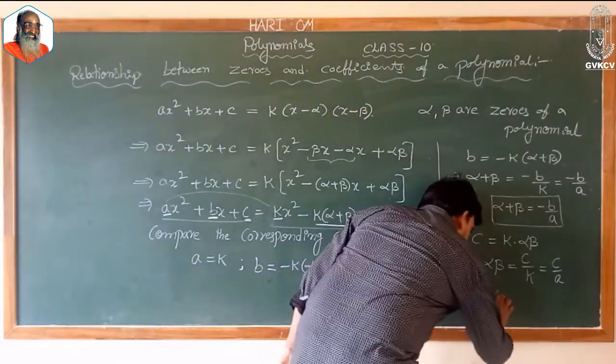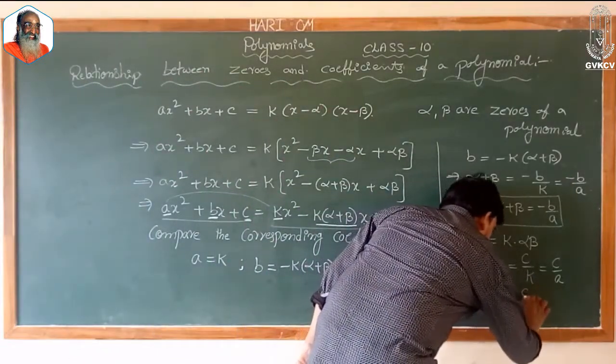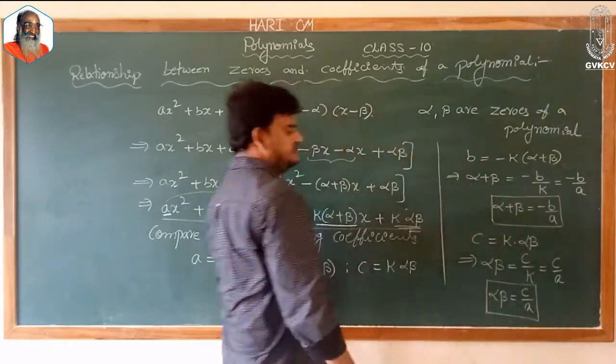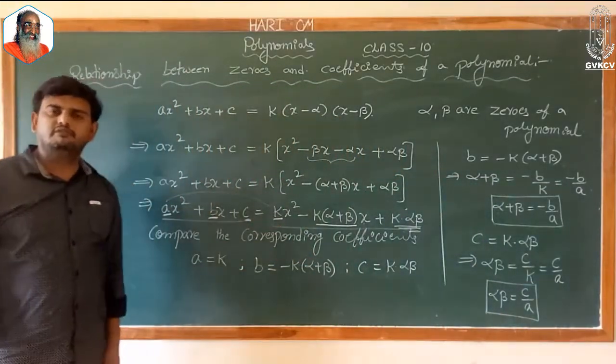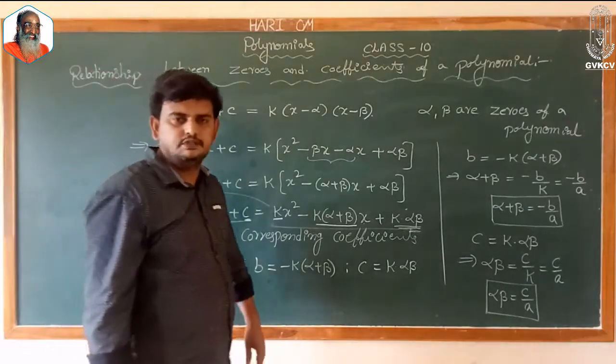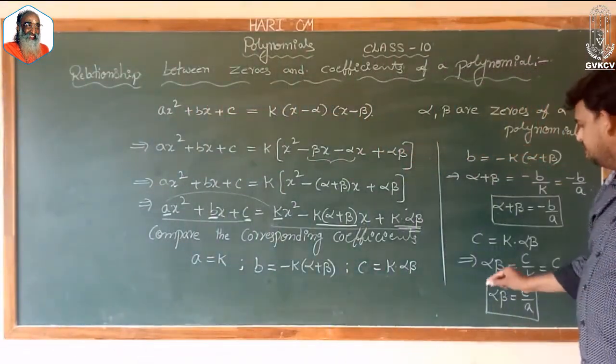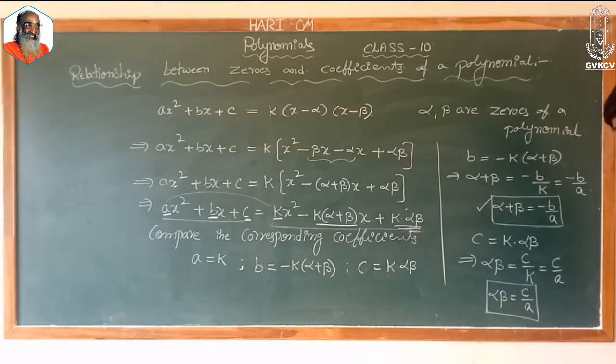Here I have a formula: alpha into beta is equal to c by a, which is the formula for the product of zeros. So here you need to remember two formulae: the sum of the zeros of a polynomial and the product of the zeros of a polynomial. The sum of the zeros of a polynomial is minus b by a. The product of the zeros of a polynomial is c by a.